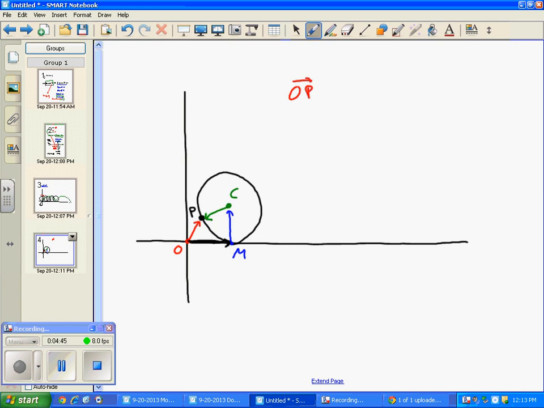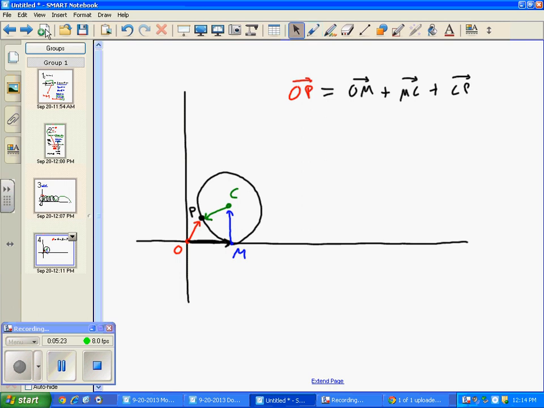So here's a true statement. The vector OP is the sum of vector OM. So if I moved the way OM told me to move, then I added to that MC, right, I would get to the center of the circle. Then I added CP, I would get to the point that I want. This seems like a lot of work. Okay? Any questions so far? All right.